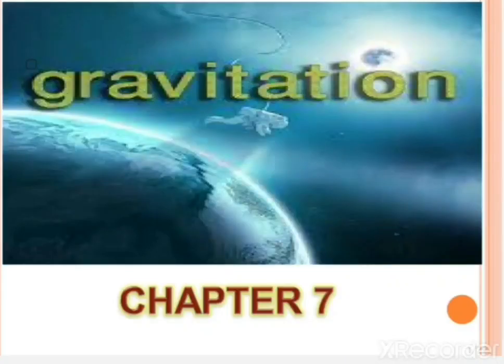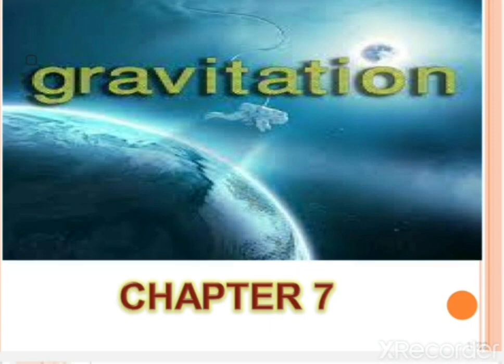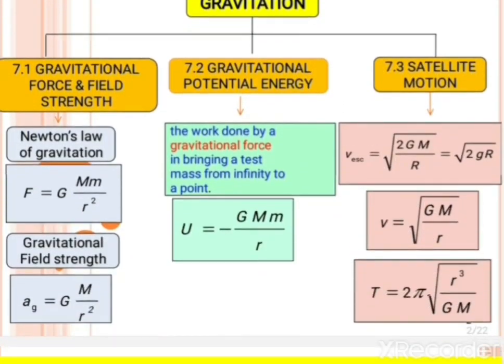Hello everybody, this is about Chapter 7, Gravitation. We go to the overview for Chapter Gravitation. We have three main subtopics. 7.1 is about gravitational force and field strength. In this subtopic, we learn about Newton's law of gravitation. The formula for Newton's law of gravitation is F equal to G m1 m2 over r squared.